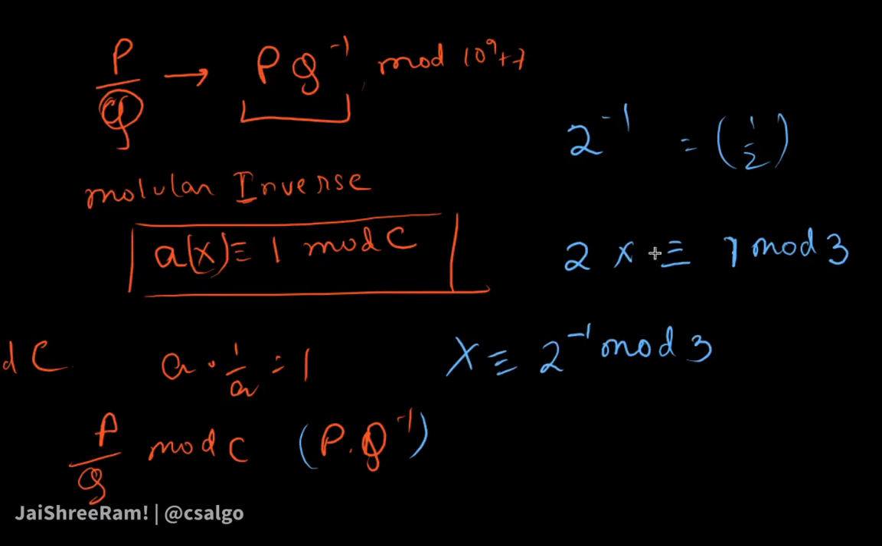So we try by inspection first of all. Can we put 0? No, because 0 times 2 would be 0 and that is not 1. If you put 1, that's not working. If you put 2, 2 times 2 is 4 and then 4 modulo 3 is 1, right? So we find that x is equal to 2. So in fact 2 inverse modulo 3 is equal to 2.